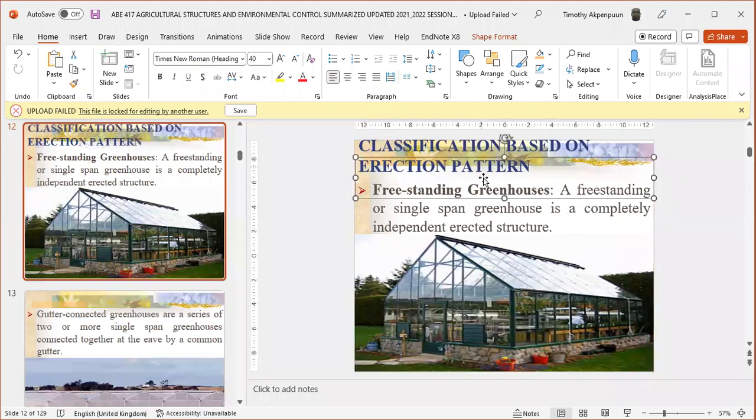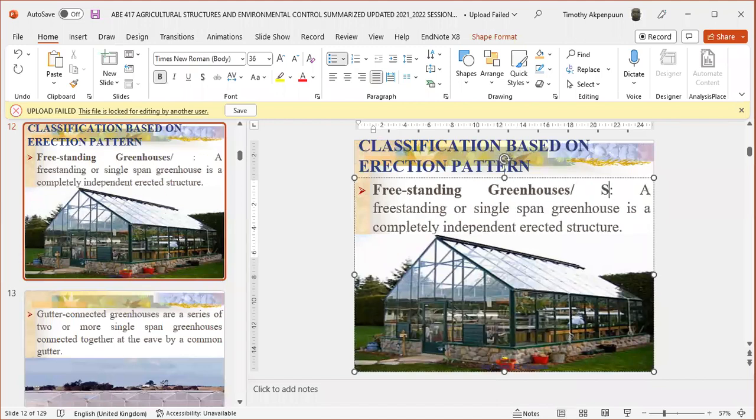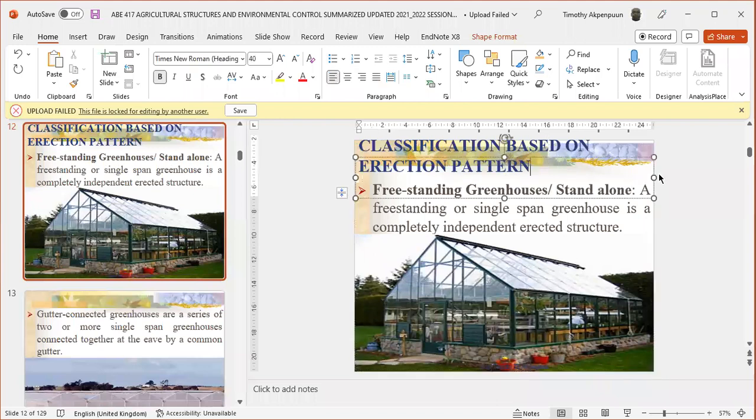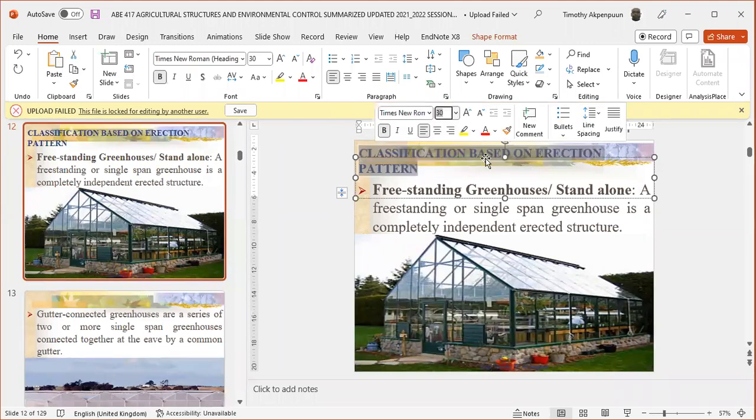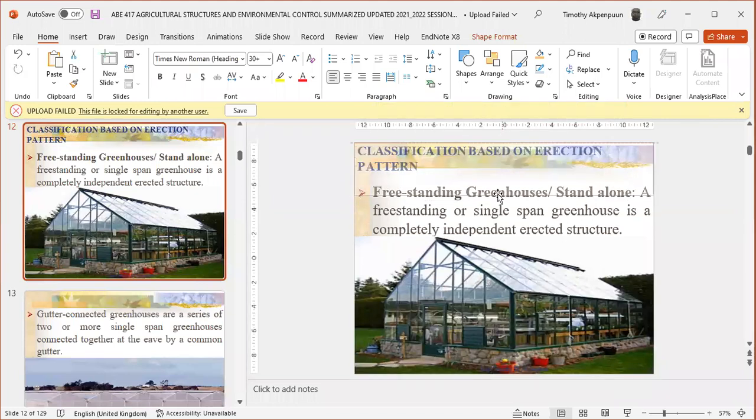Right? And then under this one, you have what? Freestanding, or you call it stand alone. Stand alone, you know what that means now? It is standing alone, one man squad. Right? Yes, sir. Stand alone, you know what it means?